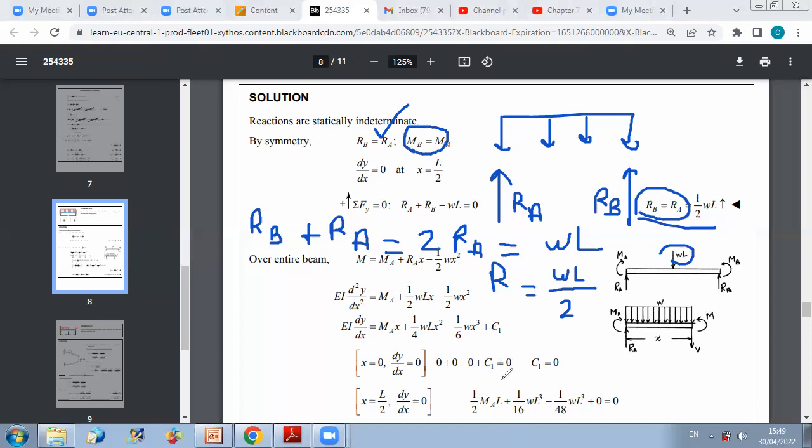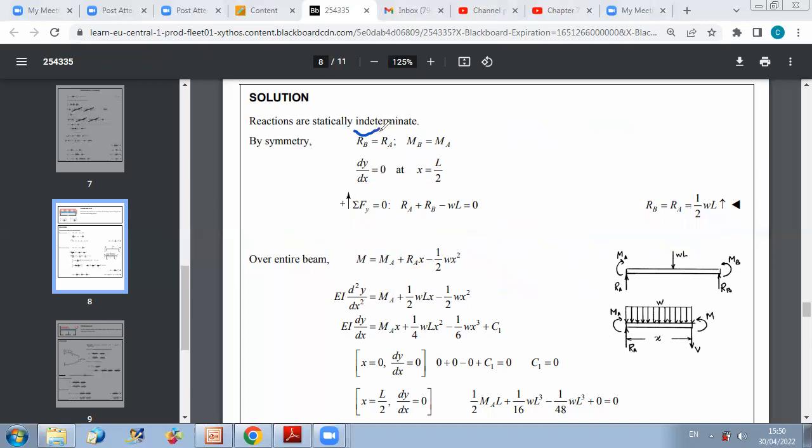From deflection analysis, using the concept of symmetry, we were able to find the value of the moment at A as a function of omega. And then once we found the MA expression, we are done, because we already determined RB and RA.